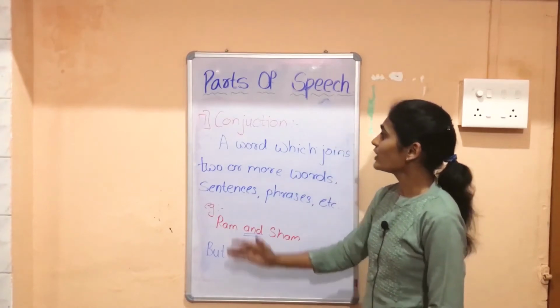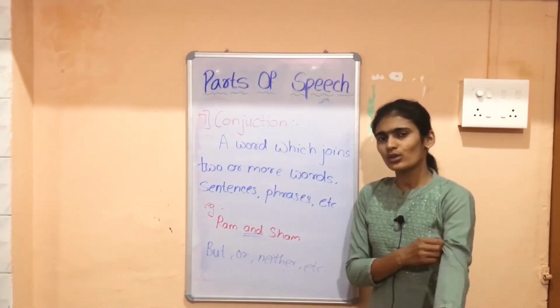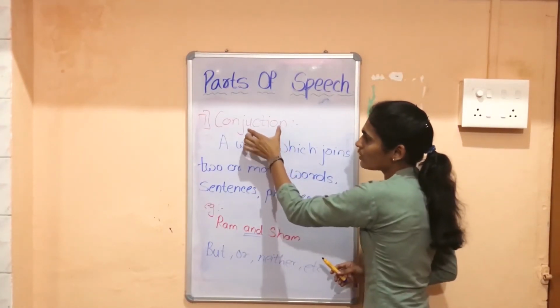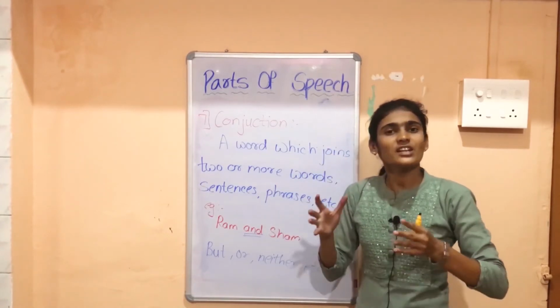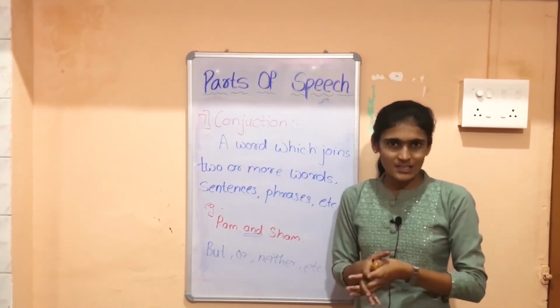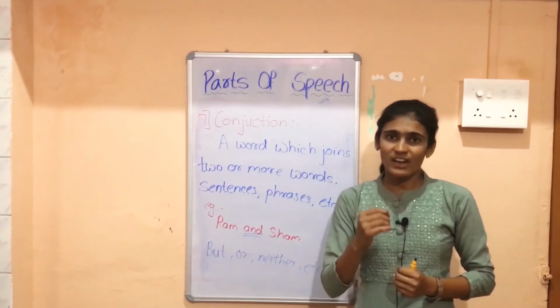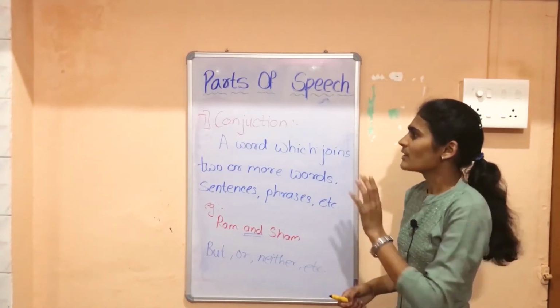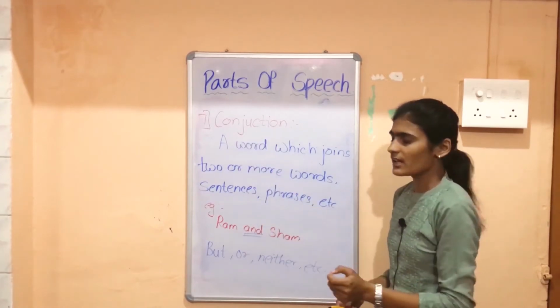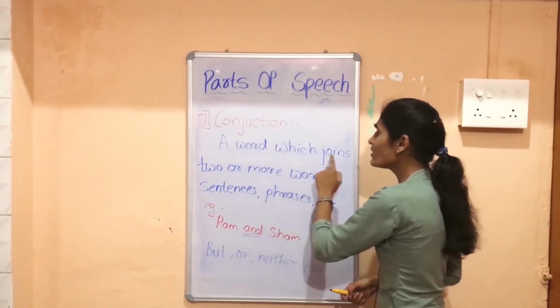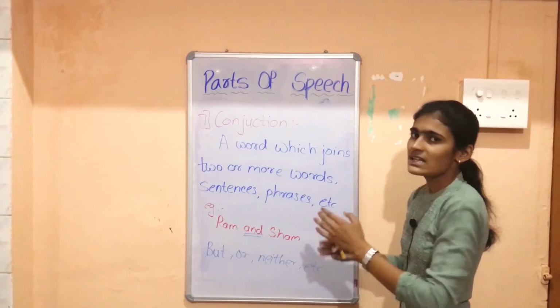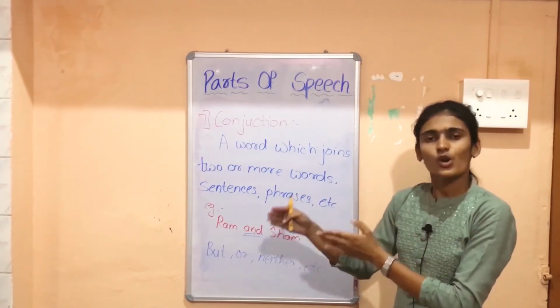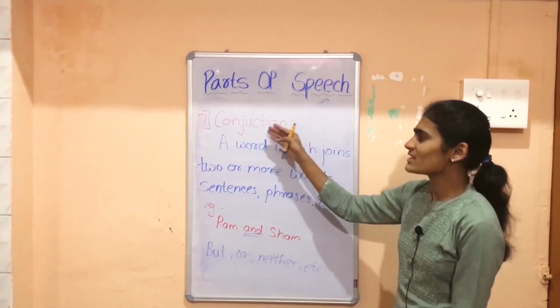Students, our next point is conjunction. Here I would like to give you one trick. Conjunction. What is meant by junction? A junction is a point where two or more things come together and join. For example, railway junction. What is meant by it? Where two or more railways come together. Similarly, in conjunction, a word which joins two or more words, sentences, phrases, clauses, etc. is known as the conjunction.